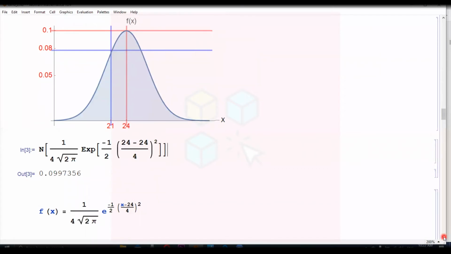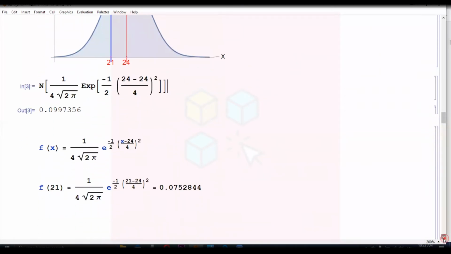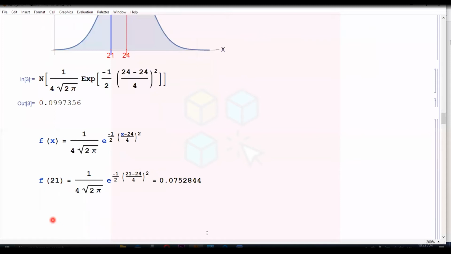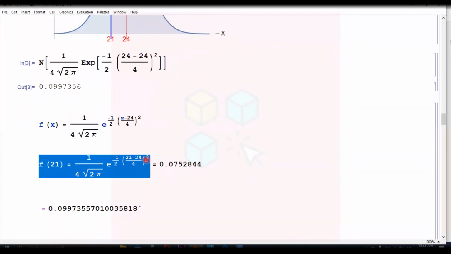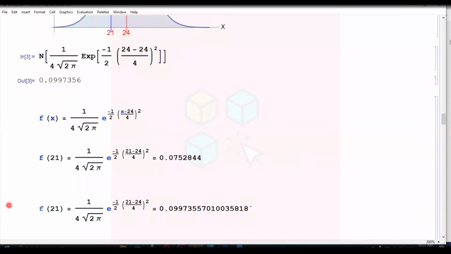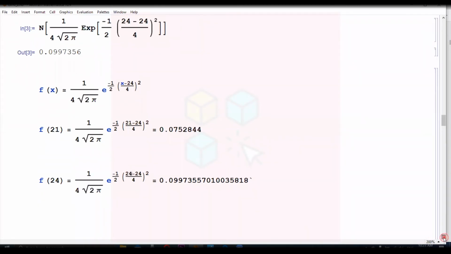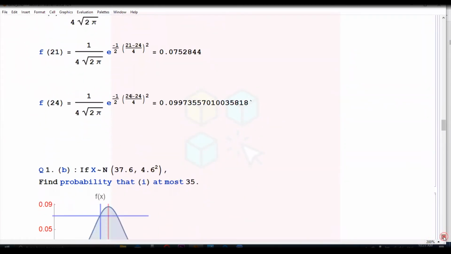So we will write it in the solution in such a way. The third part: the answer is this one, and we will write the maximum ordinate here at 24 in this way, and substitute 24. So these are the three parts for this question. Now come to the next question, 1 A, B part.